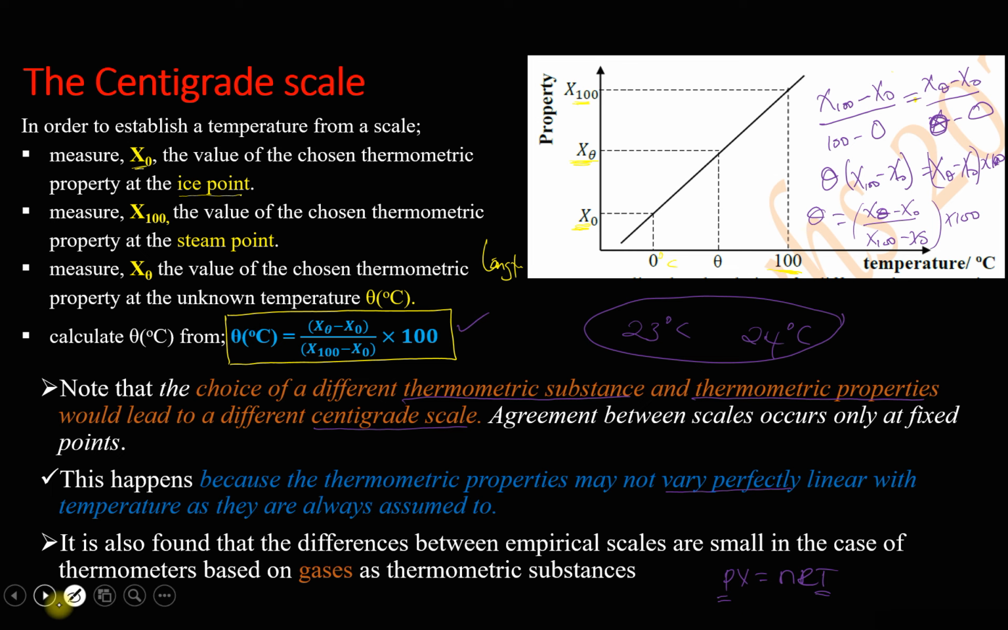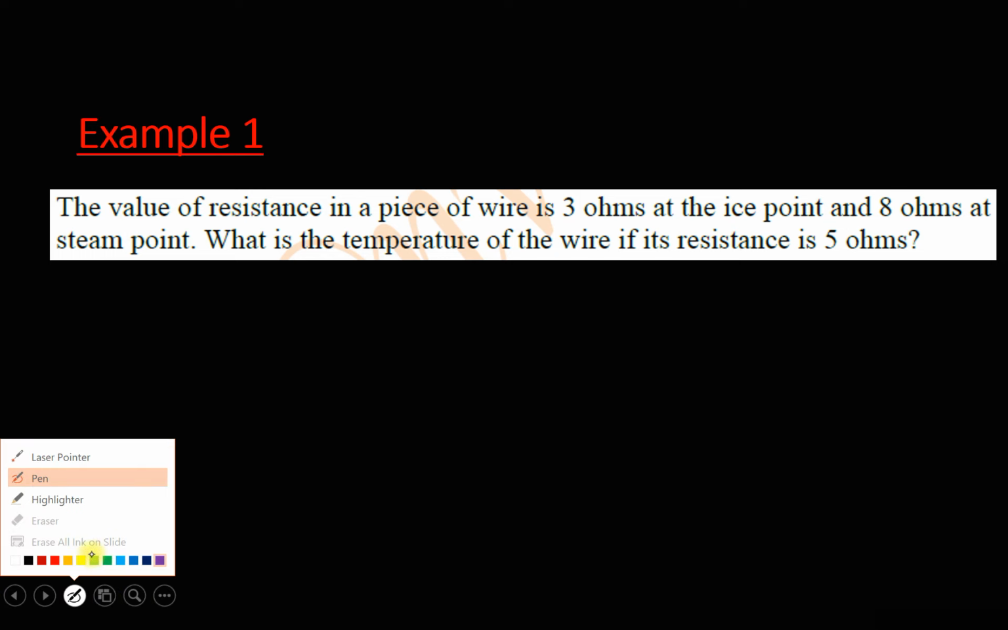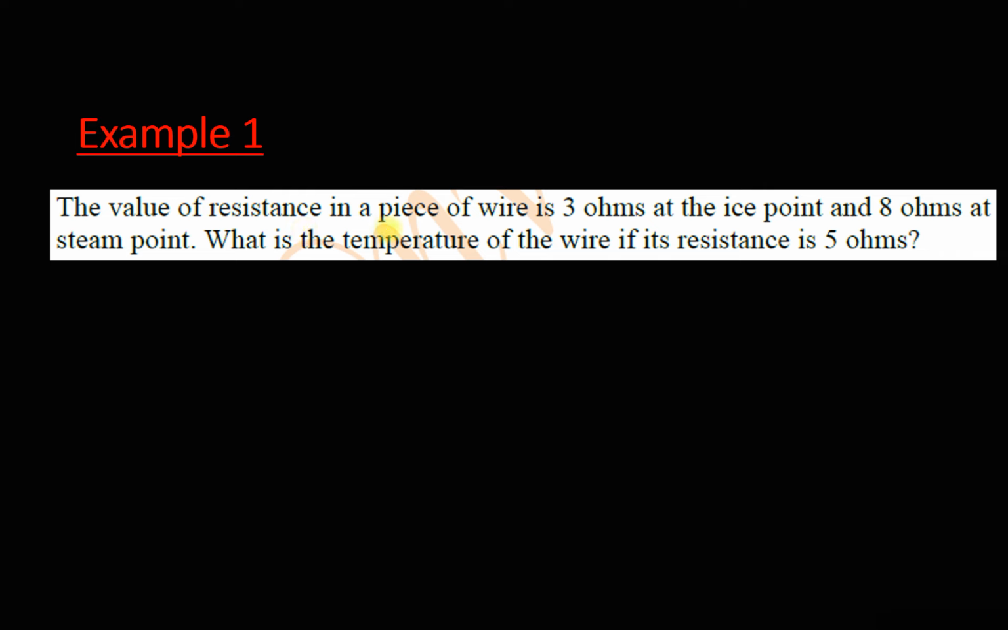Okay, example. The value of our resistance in a piece of wire is 3 ohms at the ice point and 8 ohms at the steam point. What is the temperature of the wire if its resistance is 5 ohms? So one, we are going to assume that the resistance is the thermometric property, and that the resistance varies linearly with the temperature. So if it varies linearly with the temperature, then I will sketch a graph which I expect to be a straight line.